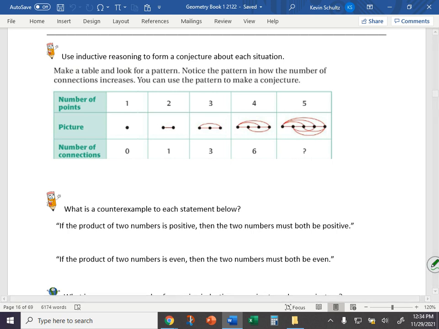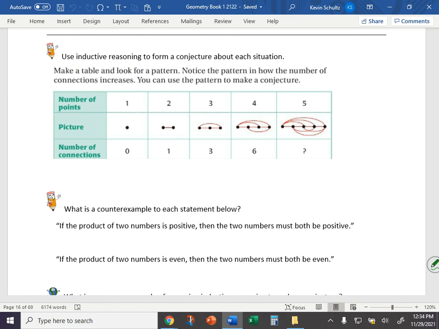So we're using inductive reasoning here. It's got its time and its place, right? You use inductive reasoning a lot on the math packets, particularly with that pattern block question, on the Tetris question. Kind of things where you think, wait, I've done this before, where have I seen this before? I know the setup of this. So it says make a table and look for the pattern. Notice the pattern and how the number of connections increases. You can use this pattern to make a conjecture.